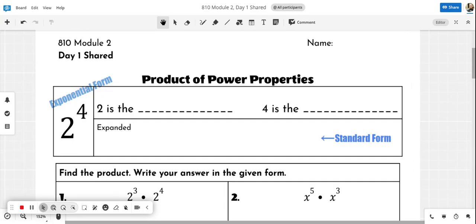For starters, you see that 2 to the 4th right here. Think about how we would read that number, 2 to the 4th power. So 2 is called the base. That big number is the base. And the 4 is called the exponent.